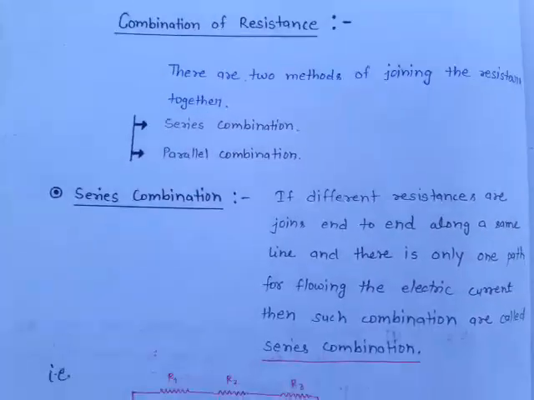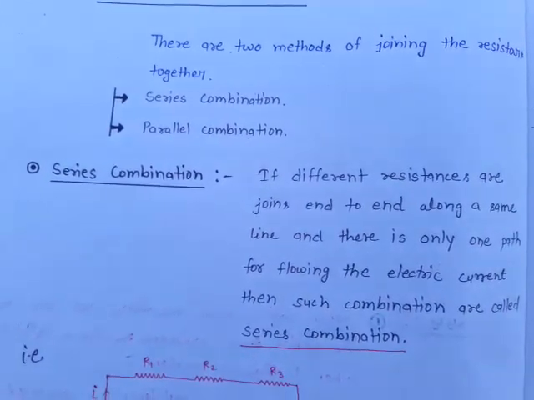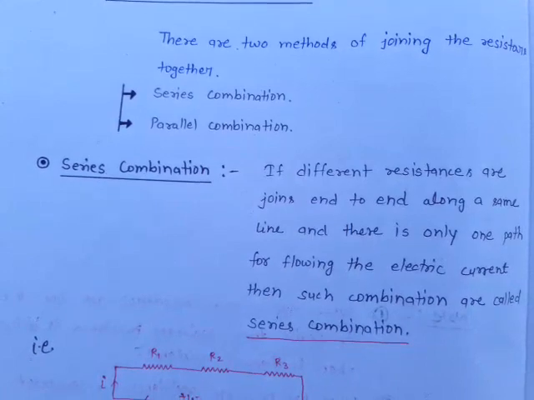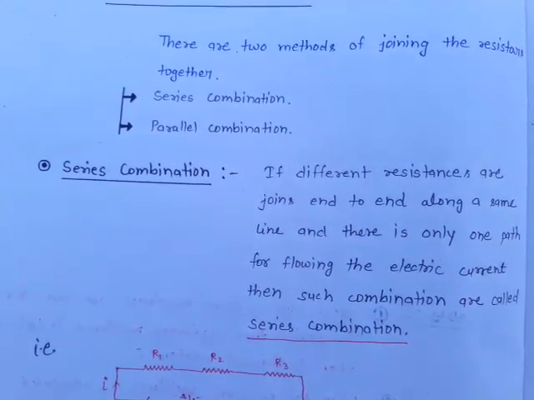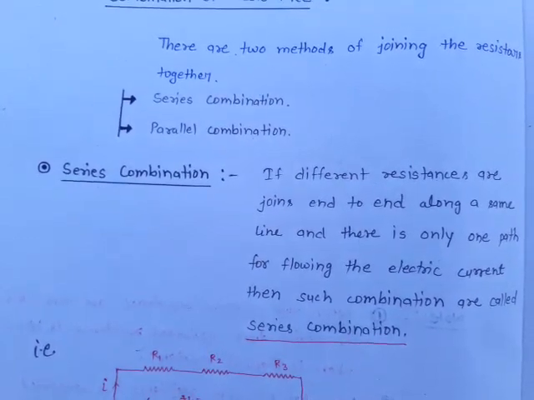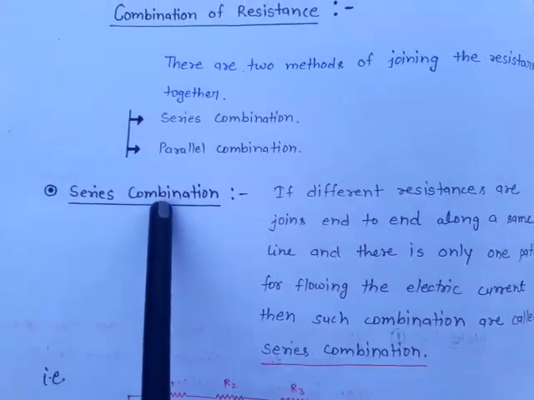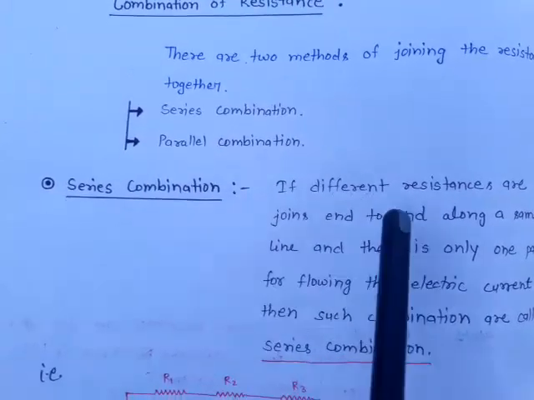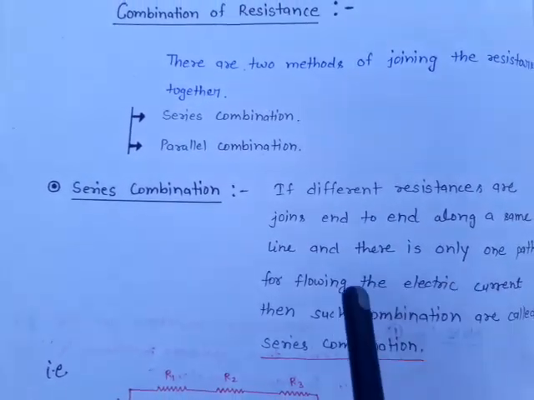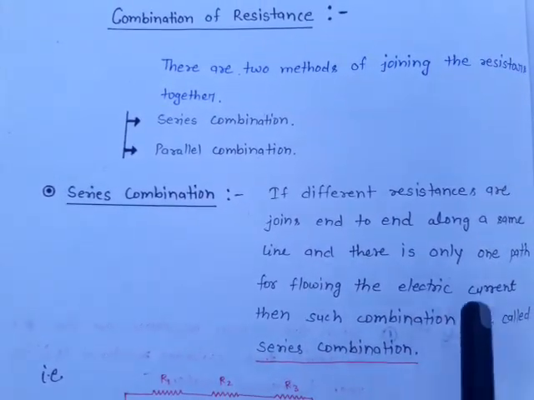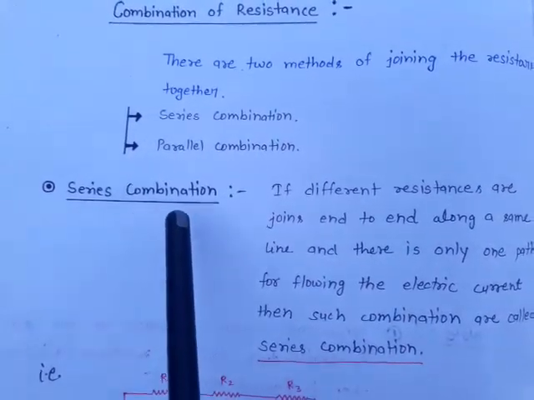Now, what is series combination? If different resistances are joined end to end along the same line and there is only one path for flowing the electric current, then such a combination is called series combination. That is, in series combination, the resistances are joined end to end along the same line and there is only one path for flowing the electric current, and such a combination is known as series combination.